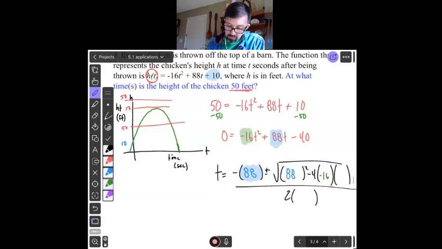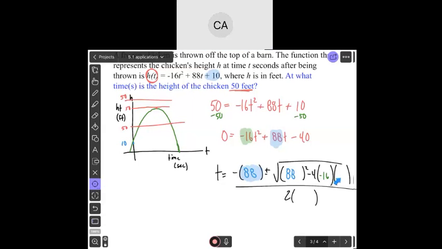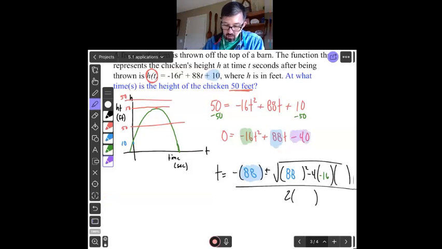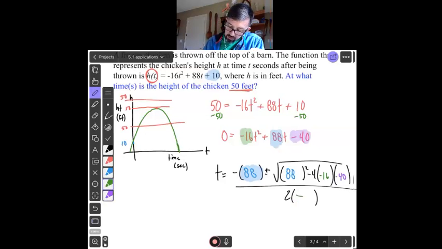Cole, what goes here? The negative 40. Negative 40, our c value. And Katie, what about at the bottom? Negative 16. Negative 16, our a value, all right. So making sure you get your numbers in the right spots. Again, just working this down now to figure out what t is.